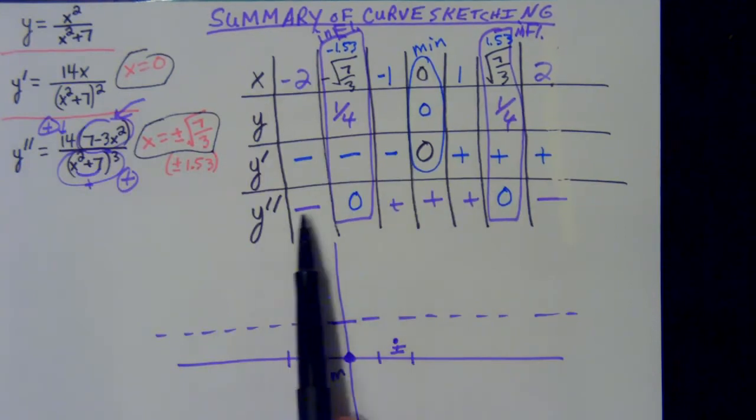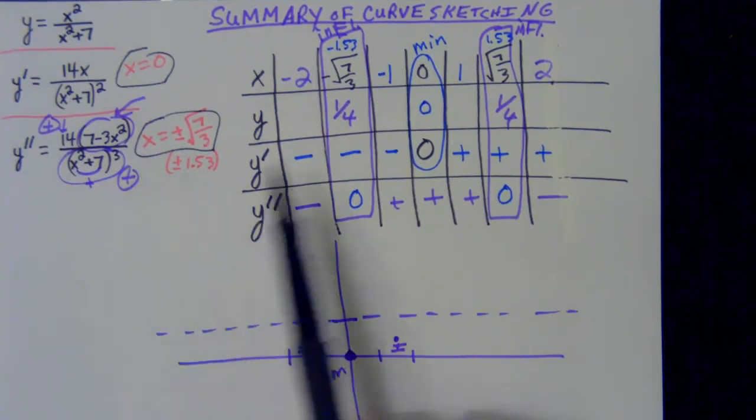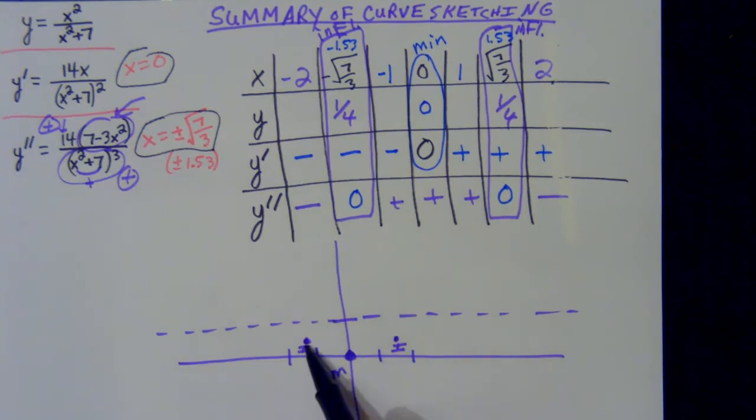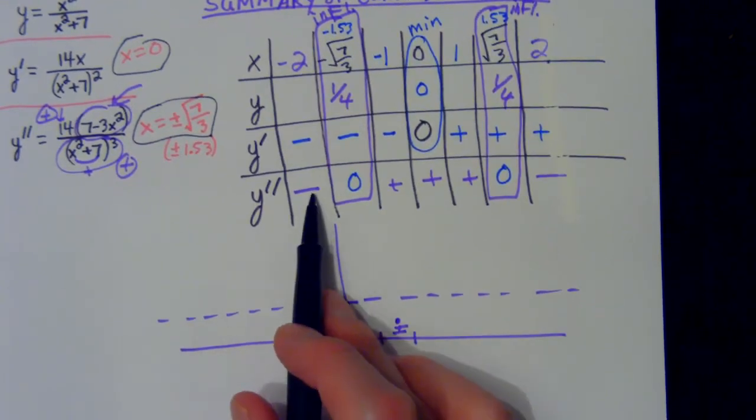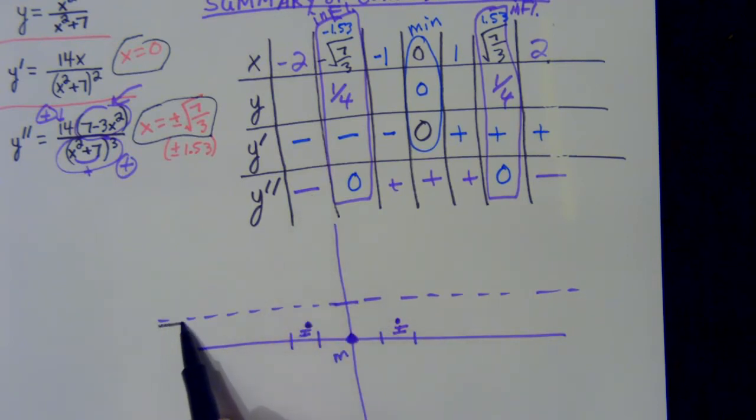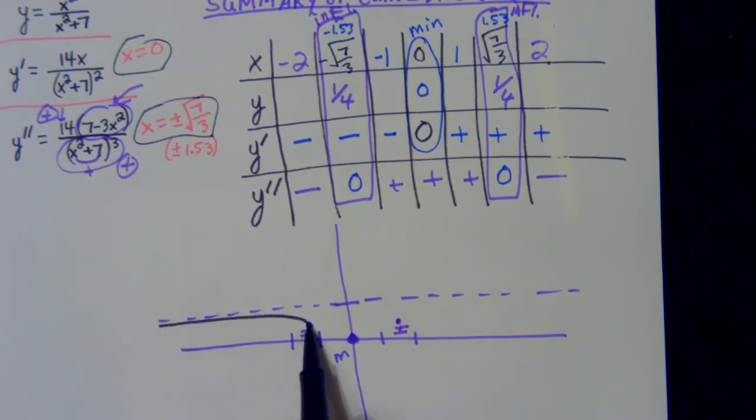Second derivative negative, that means your graph is concave down. So from negative infinity up into that very first dot that I have down, I've got to draw something that's going downhill and also spilling water. So we're going to go decreasing, concave down like that.